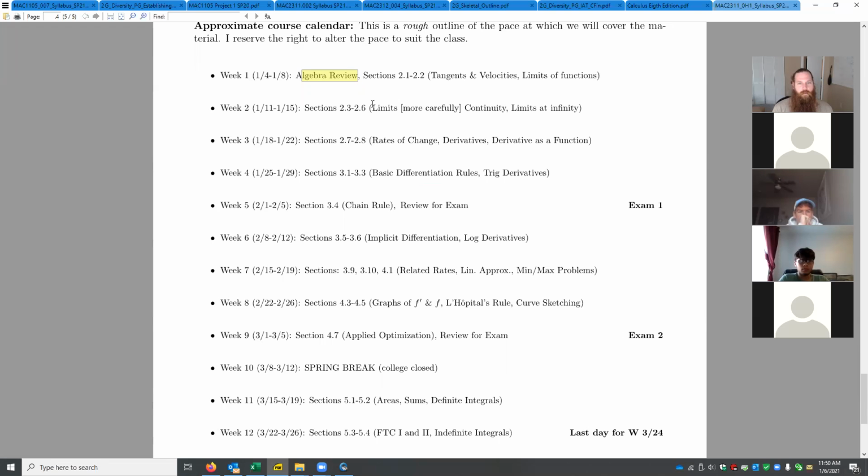And then next week we're going to address limits. We're going to look at limits both from an intuitive standpoint, and we're also going to look at them from a rigorous standpoint. That's the extra section 2.4 of the textbook that we cover in this class. We'll talk about continuity. We'll define exactly what it means for a function to be continuous at a point. And then we'll talk about limits at infinity.